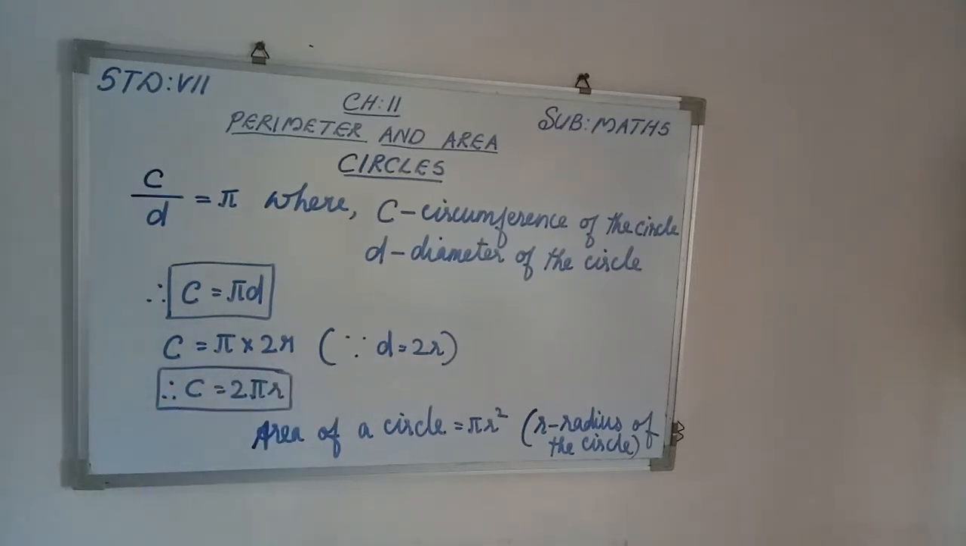Area of a circle can be calculated using the formula pi r square. Here also r is the radius. So you should learn these formulas: C is equal to pi into d, C is equal to 2 pi r, that is the circumference of the circle when diameter is given and also when radius is given. Now area of circle equals pi r square.